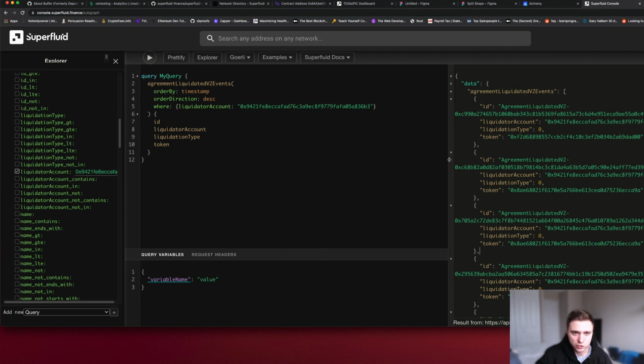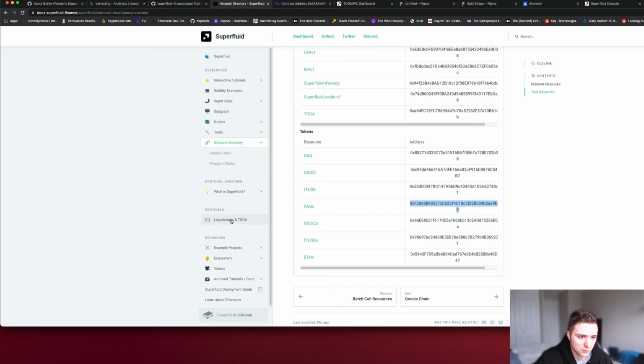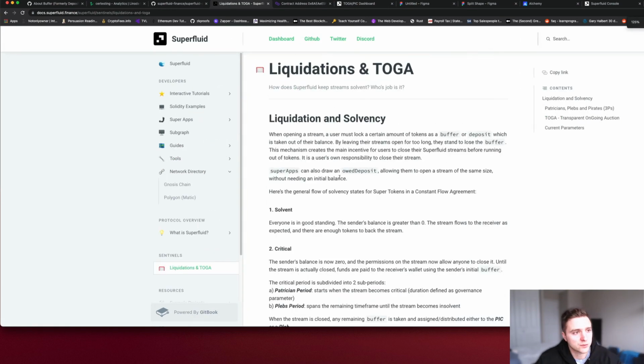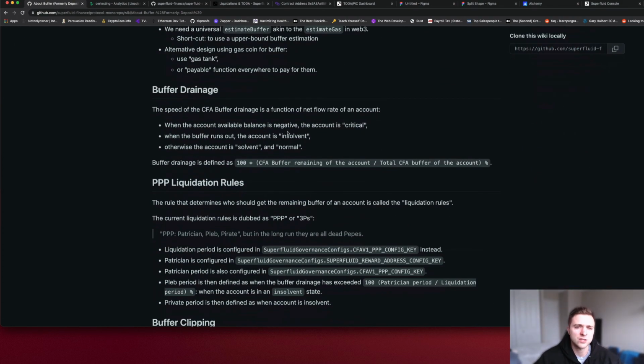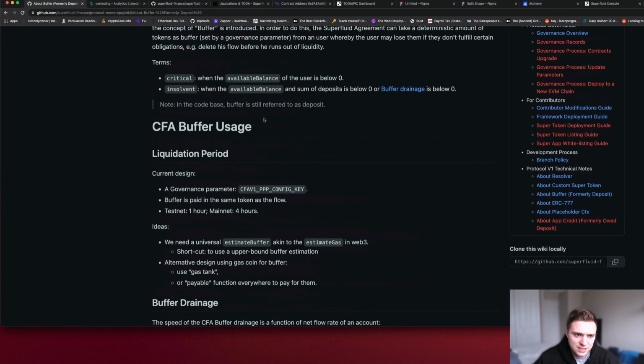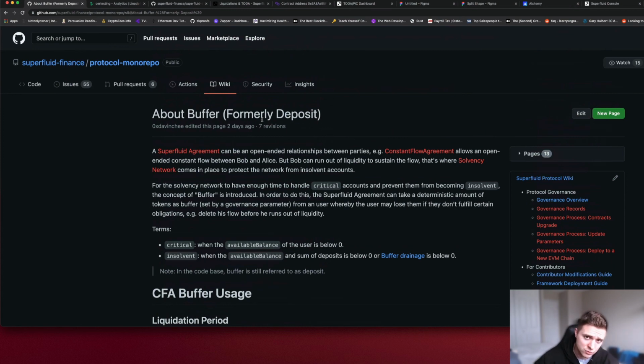I would highly encourage you to do some research, right? Read our docs on the liquidations process. Familiarize yourself with this. We have a whole section here about the buffer or deposit, which gives you more details on how profitable it would be to be the pleb versus the pirate versus the patrician. It breaks this down. It shows you where you can see up-to-date information on what parameters are set here, like when does the pleb period start, right? These are all governance parameters set by the Superfluid protocol at large. You can see all this here. I will put links to this inside the description of this video.